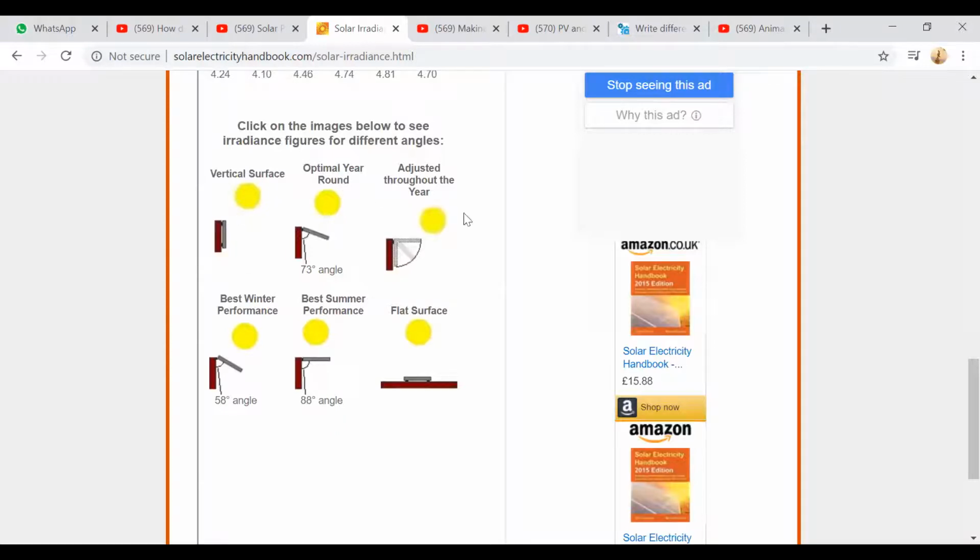To the bottom ones. So these are the optimal year round, adjusted throughout the year: flat surface, 58 degrees angle, and 88 degrees angle, best summer performance, best winter performance. So in winter the angle is different and in summer the angle is different, and we call it a flat surface. We are having these three things.